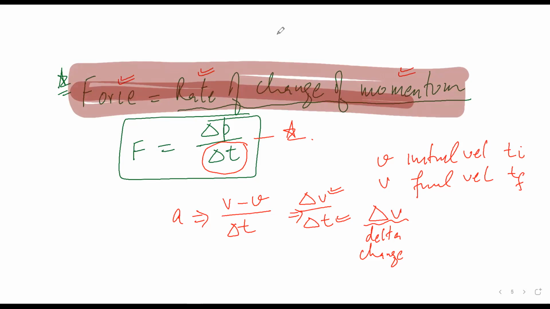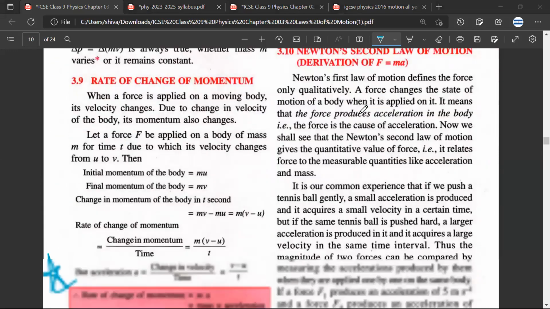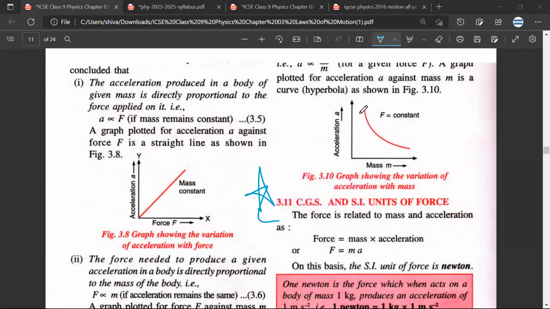I'll repeat: whenever you see a rate of change, whenever you see rate in physics, you will always have a delta t, the time interval, in the denominator. Are we clear?